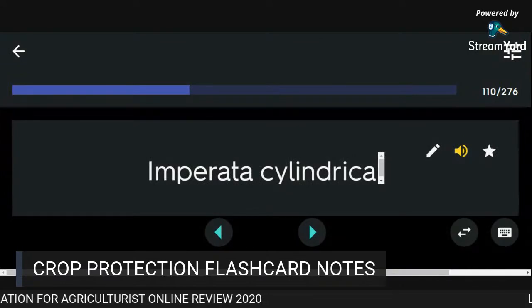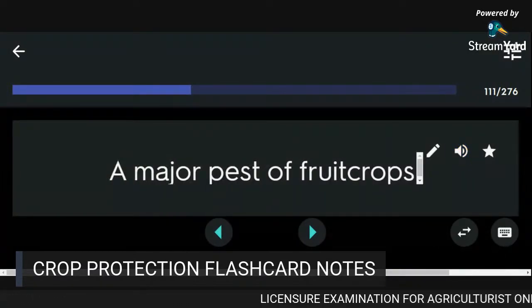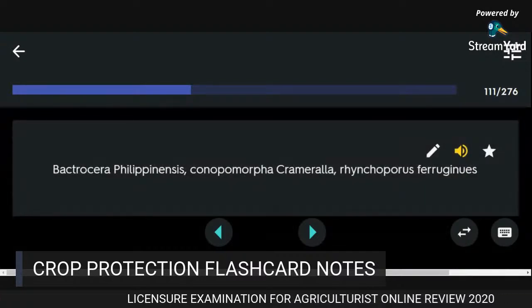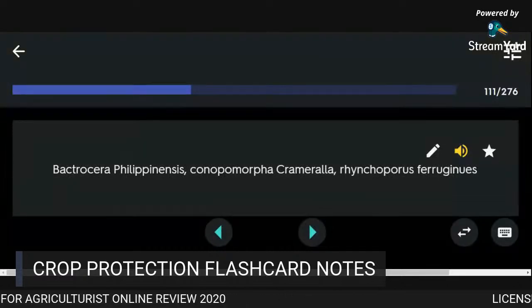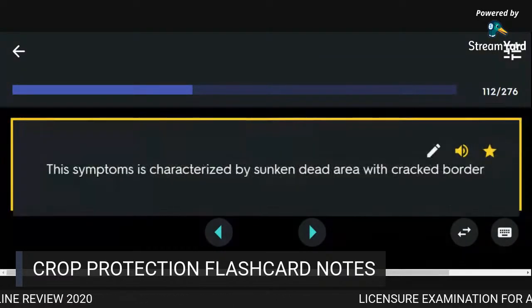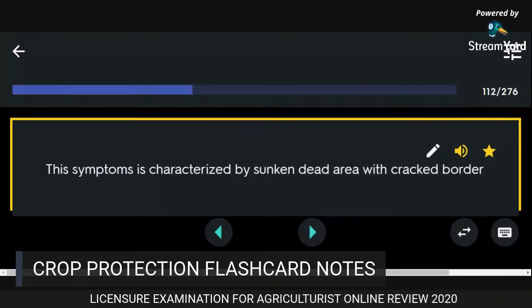A major pest of fruit crops. Bactrocera philippinensis, Conopomorpha cramerella, Rhynchophorus ferrugineus. This symptom is characterized by sunken dead area with cracked border. Canker.